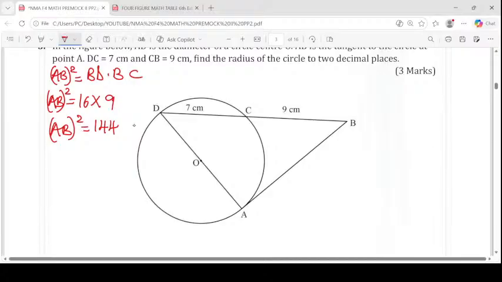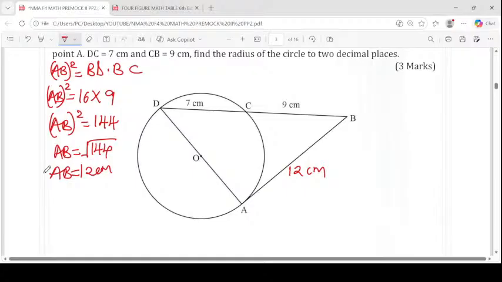Now if AB squared is 144, then to get AB you need to get the square root of 144. So that means that AB is equal to 12 centimeters. This measurement here is 12 centimeters. After getting that as the measurement of AB, there is a property that you need to relate.